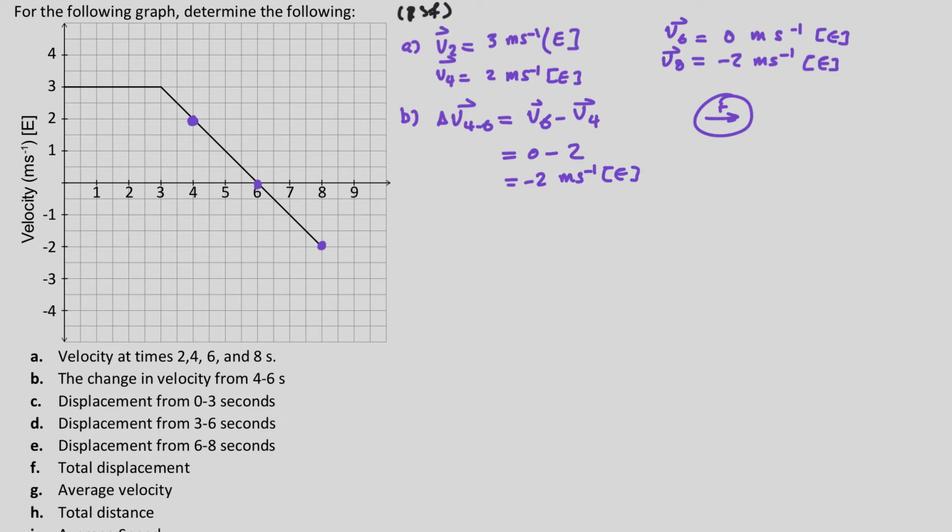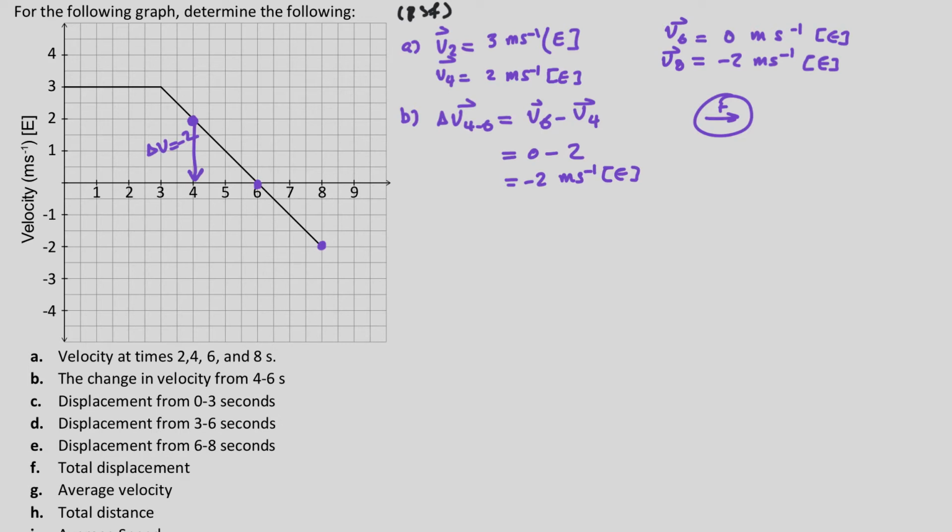Note that we didn't really need to use an equation like this. We could simply look at the graph and say velocity at 4 seconds is 2, and velocity at 6 seconds is 0, so the change in velocity here is negative 2 meters per second in the east direction.